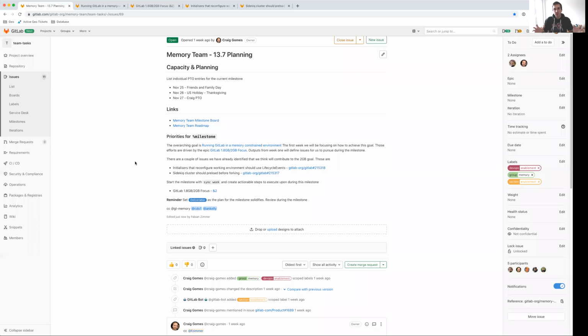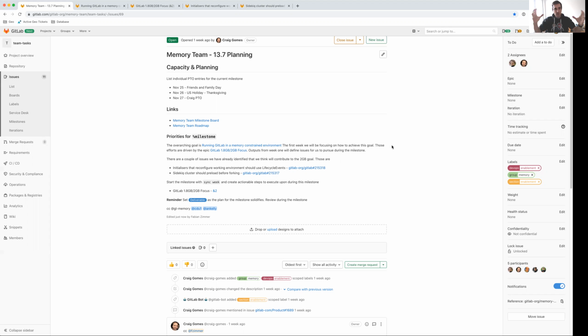So for 13.7, we're going to focus on a specific area that is really important to our product strategy as a whole. The memory team is very concerned with the performance of GitLab, and one of the most important things to consider for performance reasons is the memory consumption of GitLab. And GitLab can scale from installations that actually have only a few users to installations that have 10,000s of users.